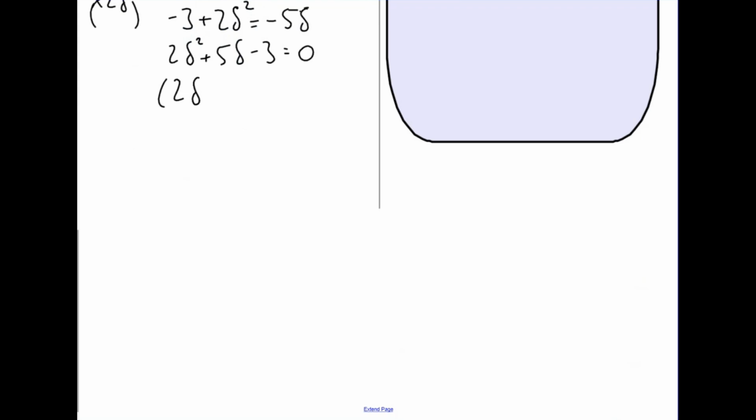So we've got 2 delta, delta. I need 3 and 1 in here. Sorry, no, it doesn't work that way. 3 goes in here, and 1 goes in here. And that gives me 2 solutions. I either get delta is a half, or delta is minus 3.